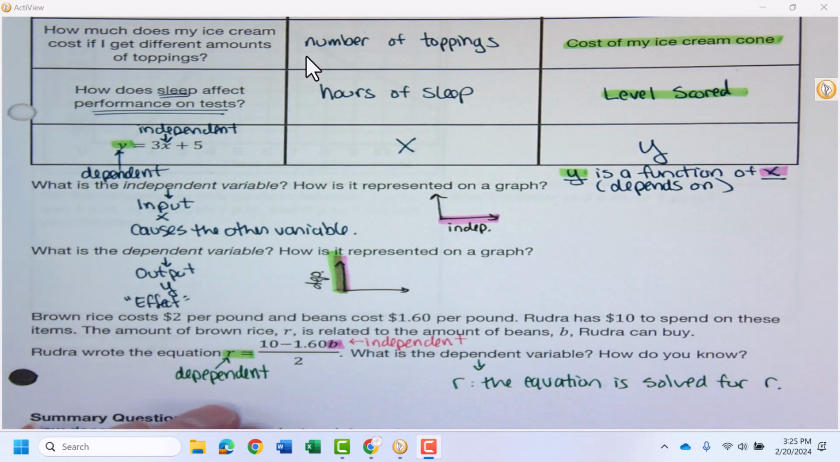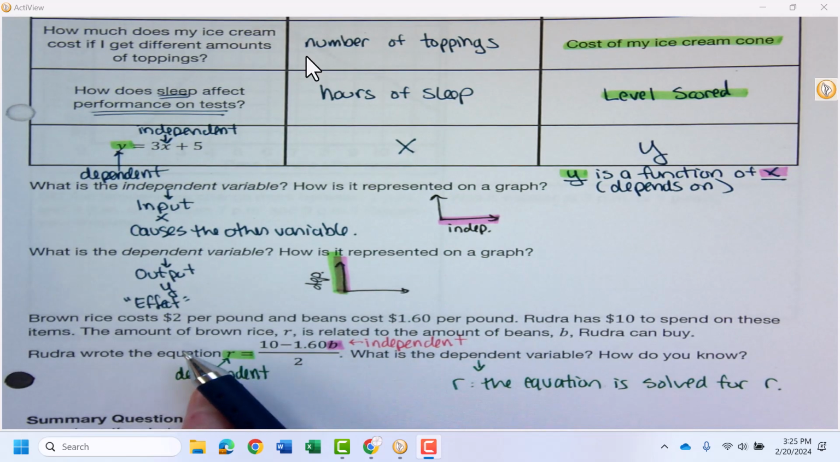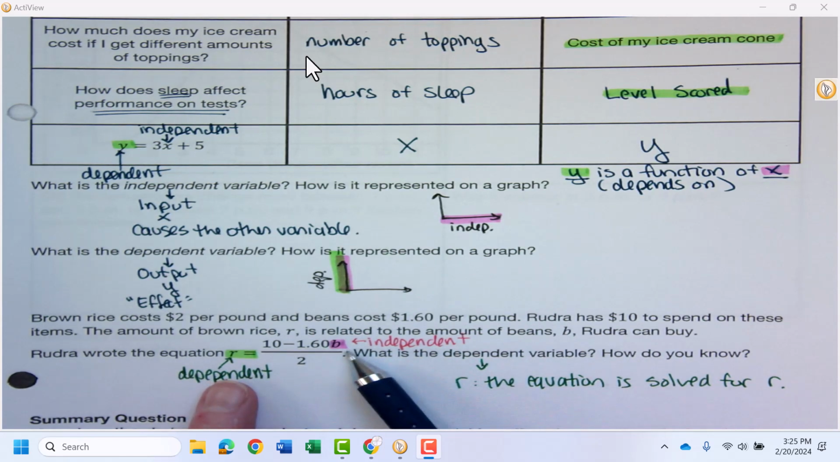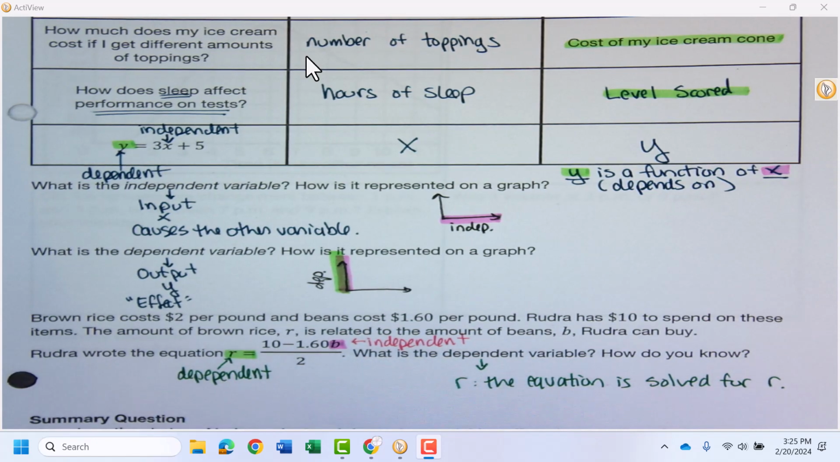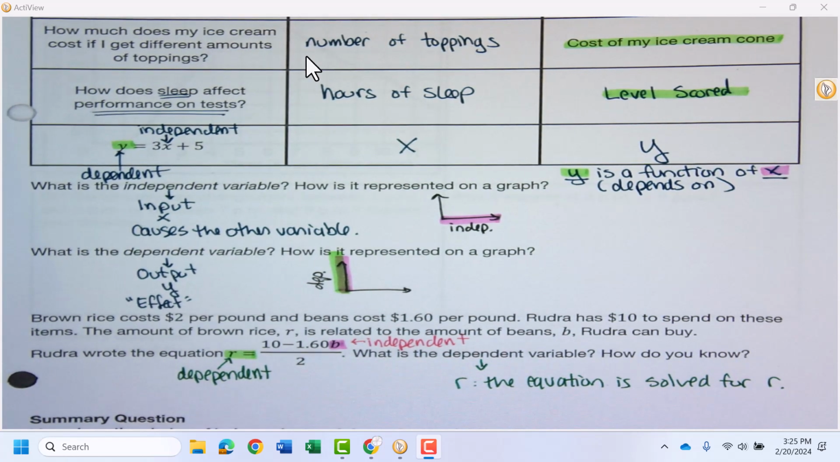So if I want to know how much, let's see, what does this represent? The amount of rice. If I want to know how much rice I can buy, this equation sets me up. It's like, well, it really depends on how many beans you buy. So tell me how many beans you're going to buy, and we'll figure out how much rice you're going to get. Okay. So whichever variable the equation is solved for, that's the dependent variable.